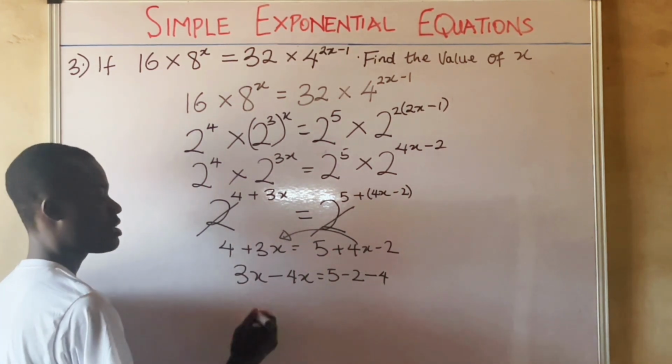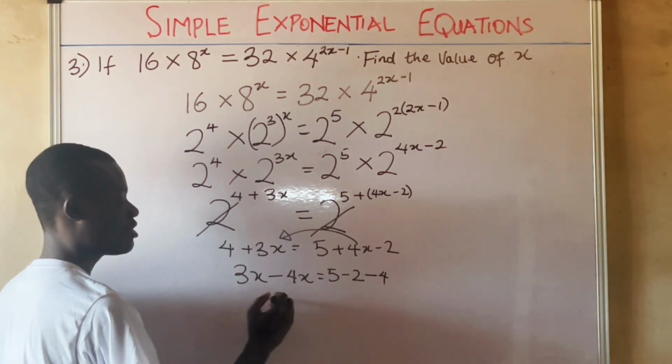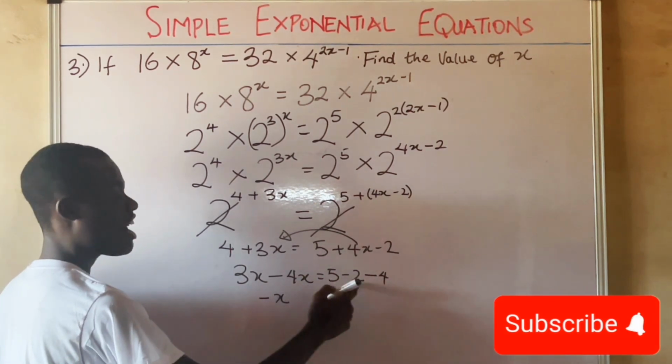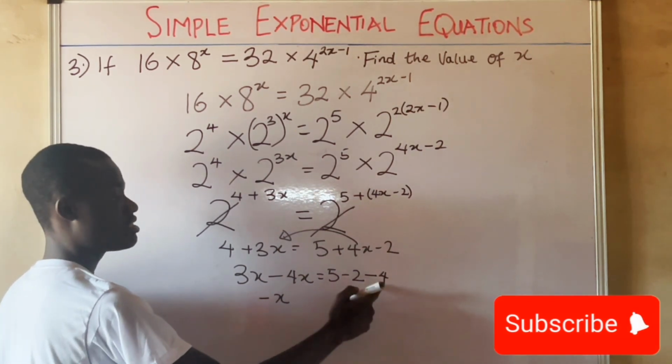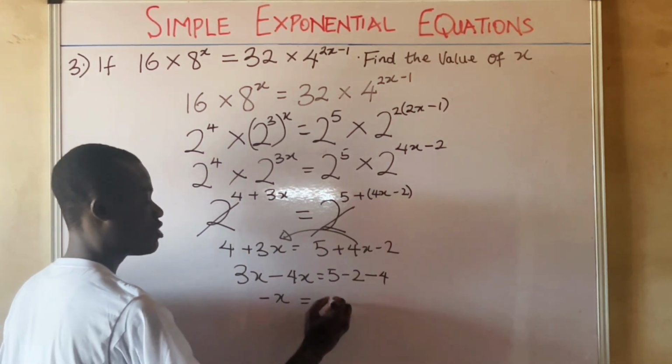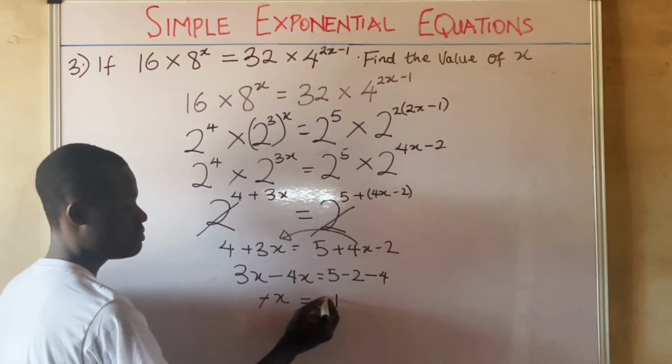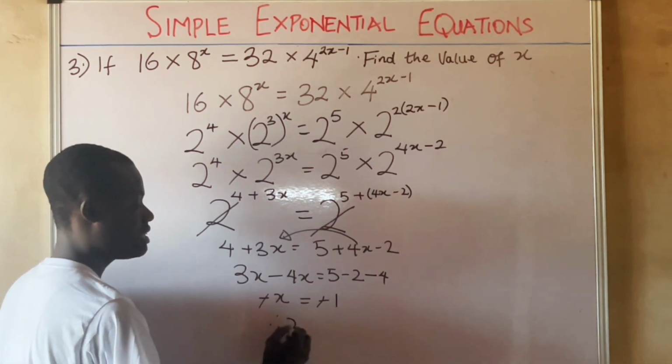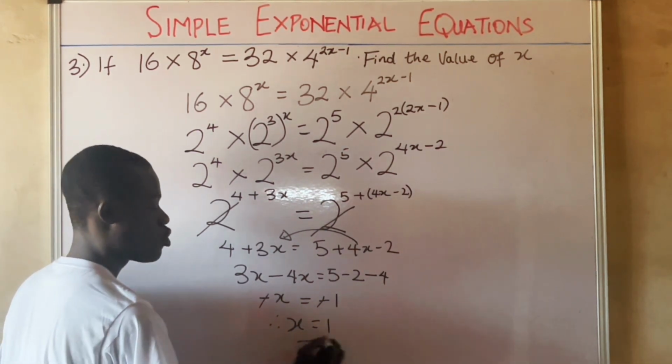Now 3x minus 4x is minus x. 5 minus 2 is 3. Then 3 minus 4 is minus 1. So the minus will eliminate the minus. So therefore, the x in this equation is equal to 1.